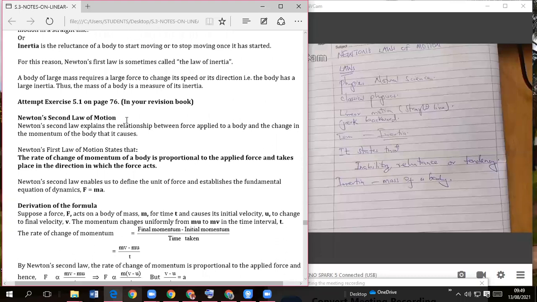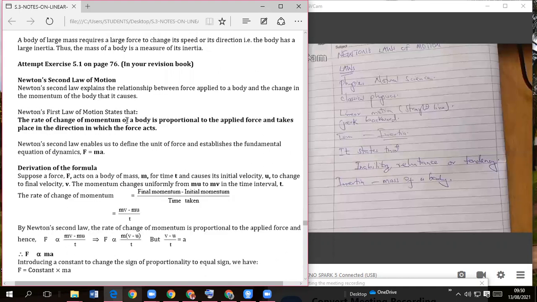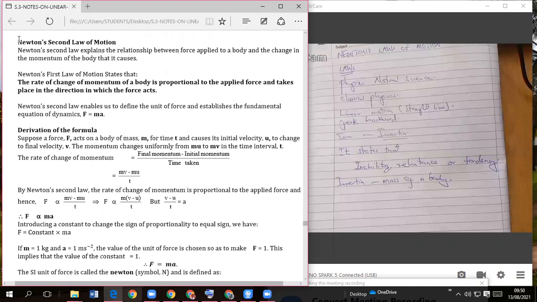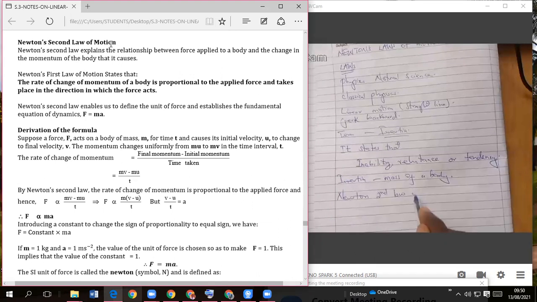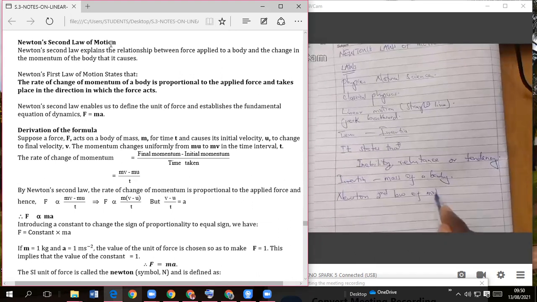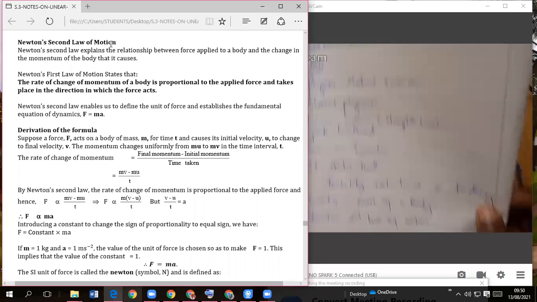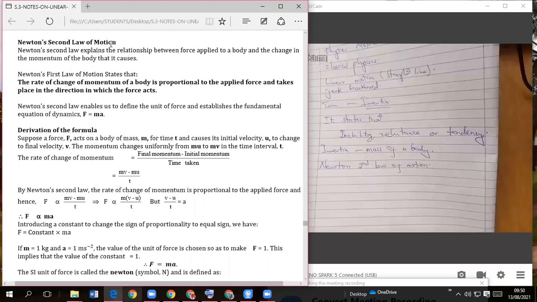So all those explanations I've given explain Newton's first law of motion and they explain inertia, right? Now let's move to the second law, which is Newton's second law of motion.